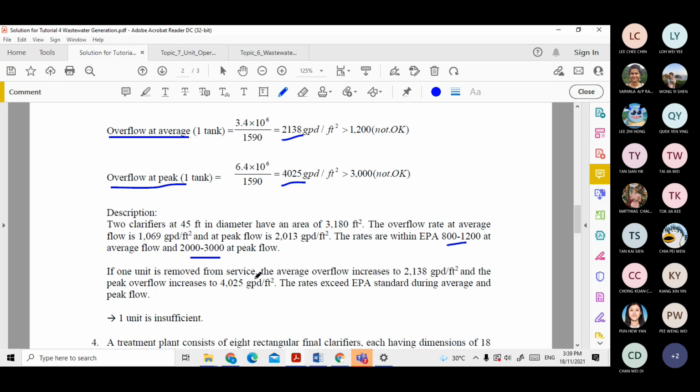So if one of the units is removed, let's say for maintenance, all the daily flow will go into only one clarifier. And now you can see the value is double. And compared to the EPS standard, they are out of range already. Out of range means maybe some of the suspended solids are not able to settle to the bottom of the clarifier, and they will escape into the next process. So we have to look into the design to solve the problem.